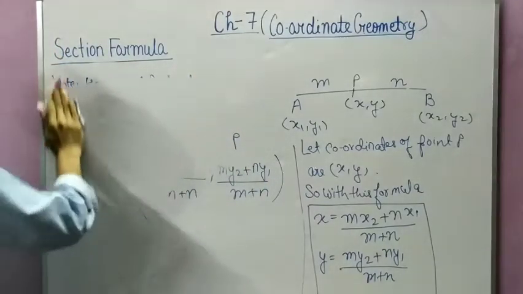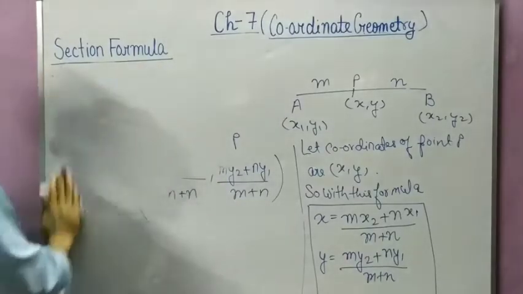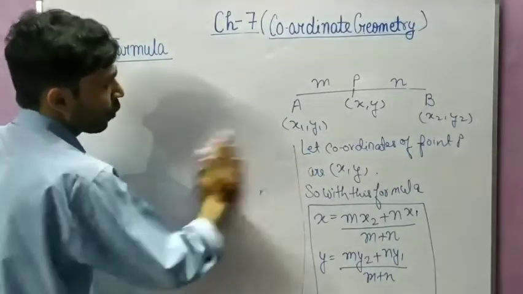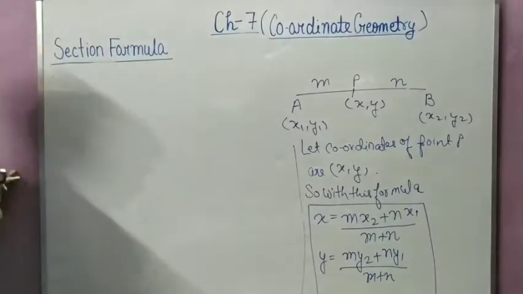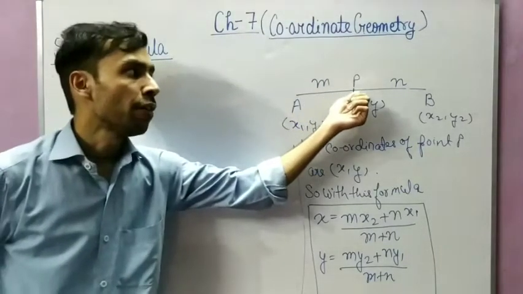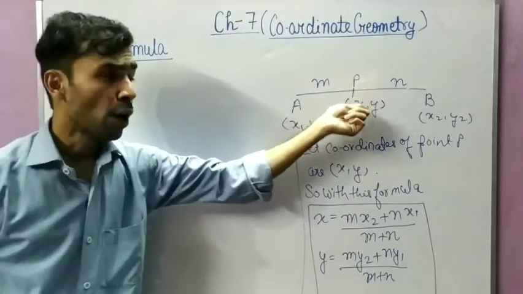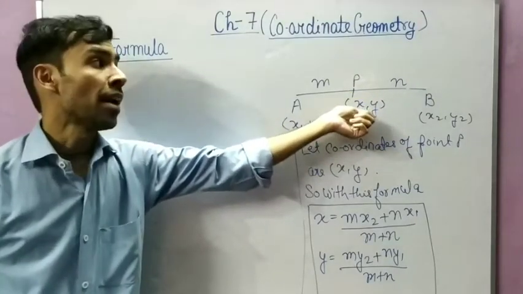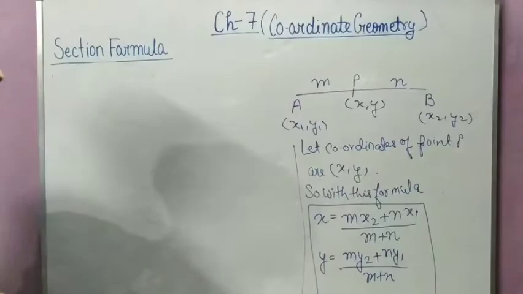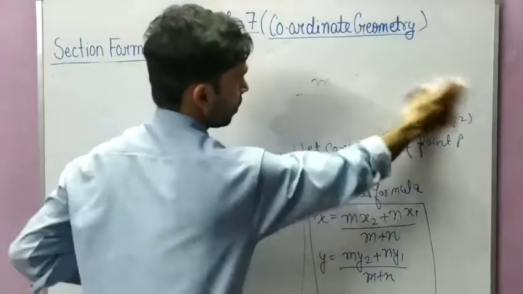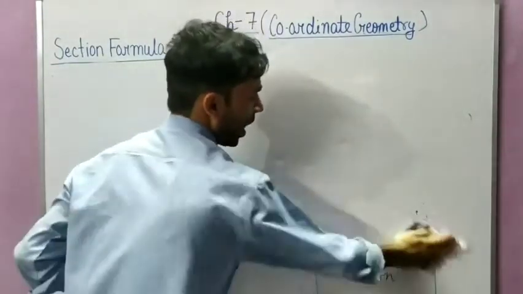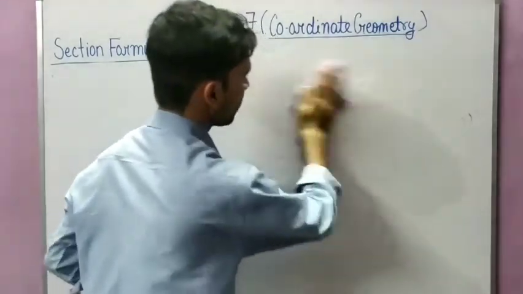Basically, section formula is basically used for determining the coordinates of this point P, and somehow if the points is given, so determining the ratio of the line segment. Okay, so first formula I told you. Now what is second formula?